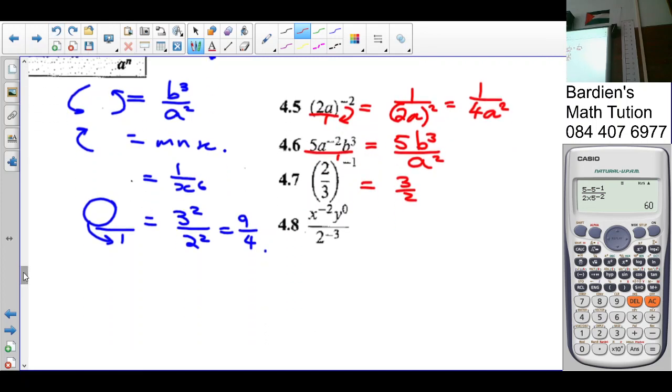The last one is interesting. Anything to the power 0 is? 1. So y to the 0 is 1. So where does this go? X to the minus 2. It becomes the denominator. 2 to the negative 3 becomes the numerator. Can you see that? In other words, you got 2 cubed over x squared. So what is 2 cubed? 8 over x squared. Right, any problems here? No?